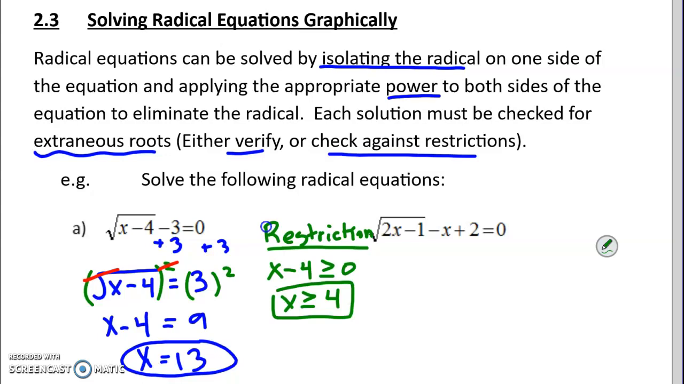Let's go back to our answer. Does it meet the restriction? Yes, it does. Okay, good. Indeed. Now finally, we could check this as well.